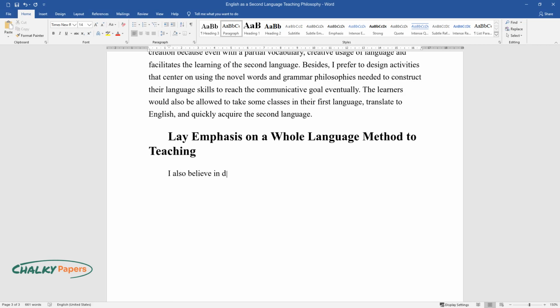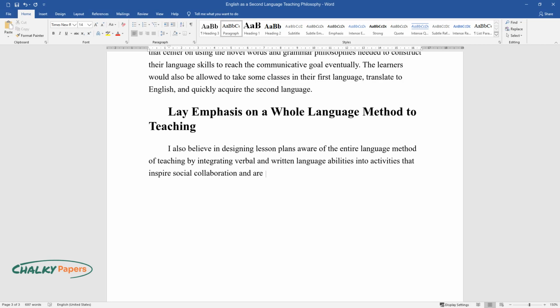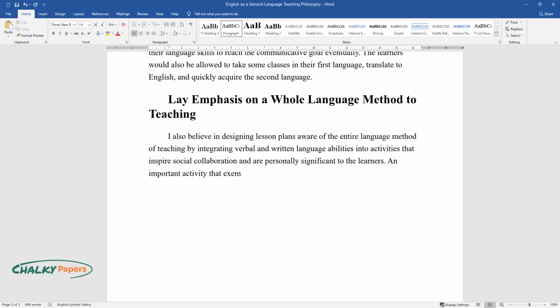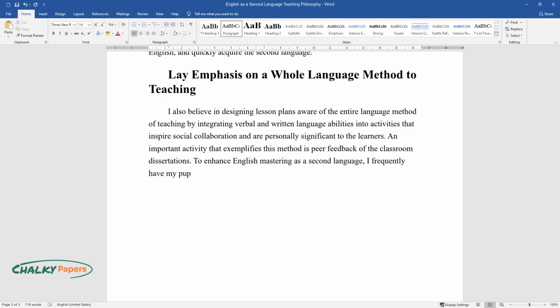I also believe in designing lesson plans aware of the whole language method of teaching by integrating verbal and written language abilities into activities that inspire social collaboration and are personally significant to the learners. An important activity that exemplifies this method is peer feedback of the classroom dissertations. To enhance English mastery as a second language, I frequently have my pupils participate in peer feedback, with a slight variation of the undertaking every time.